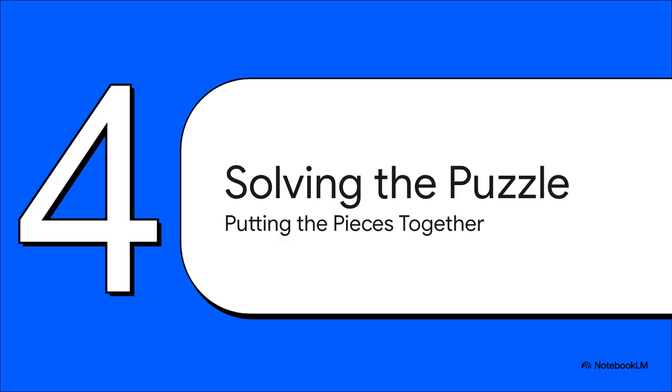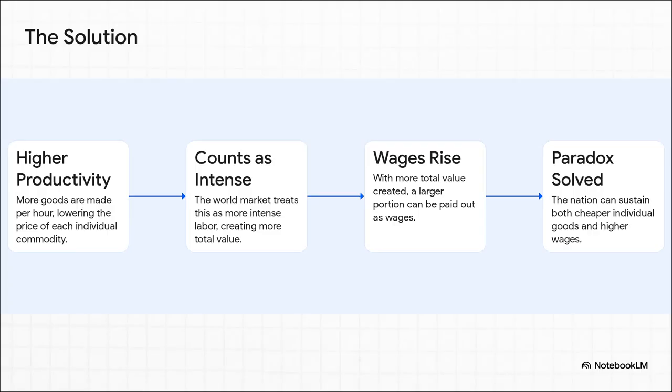Okay, now that we have these conceptual tools sharpened, we can finally go back and resolve that initial paradox. And here's the solution, step by step. First, a nation's higher productivity lowers the price of each individual good. We got that. But second, on the world market, that same productivity gets counted as higher intensity, which means it creates more total value per day. And since that pool of value is larger, it allows for higher absolute wages, even while the price per unit is falling. And what's the result? Cheaper goods and higher wages can exist at the same time.